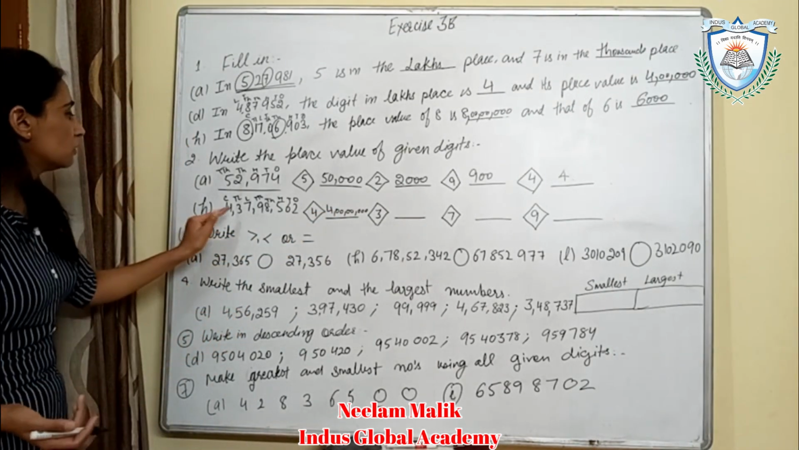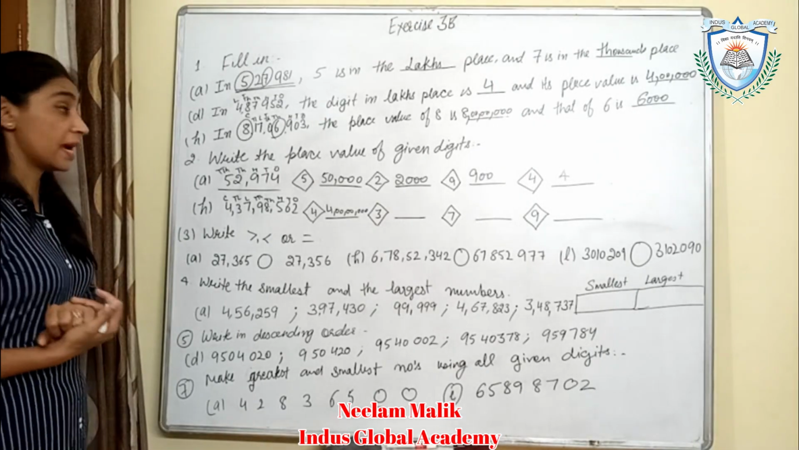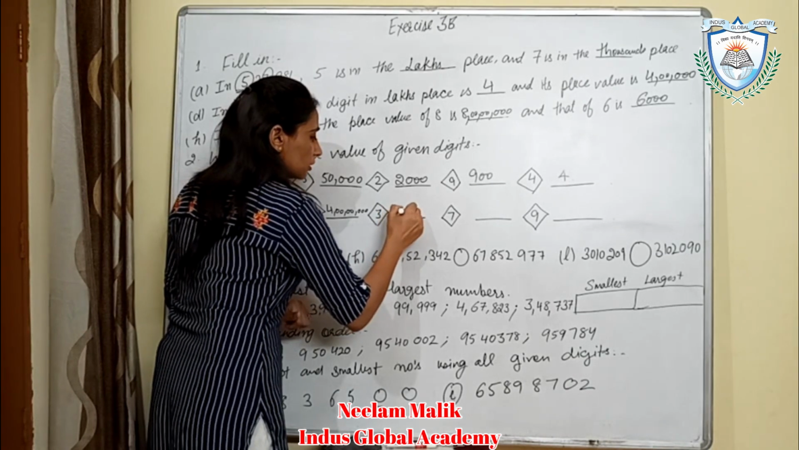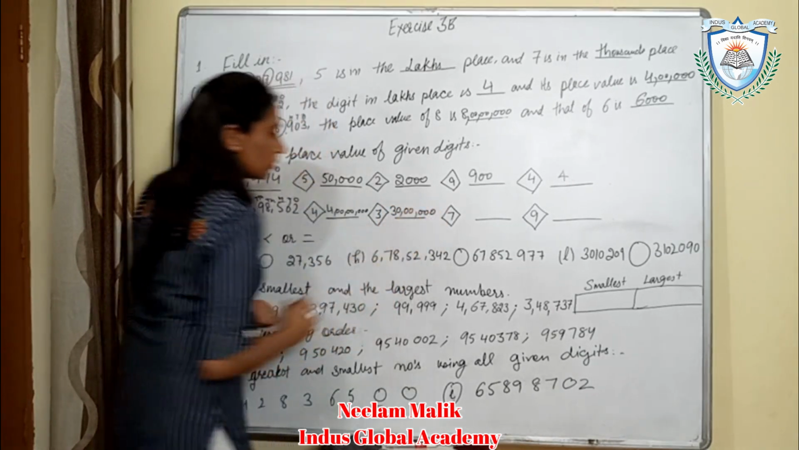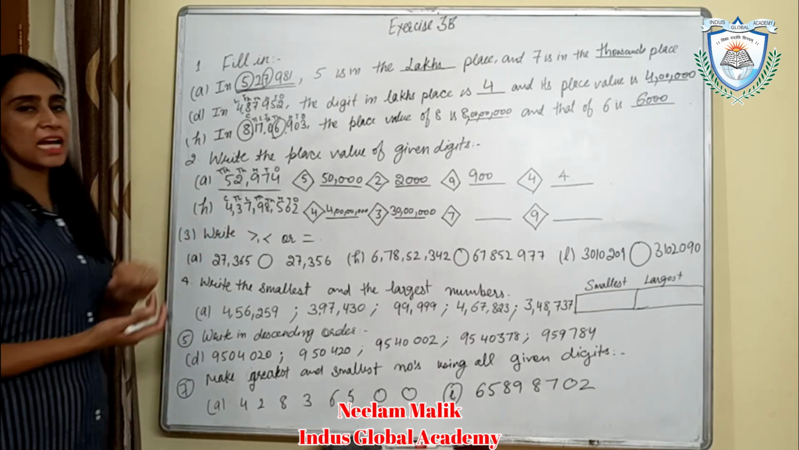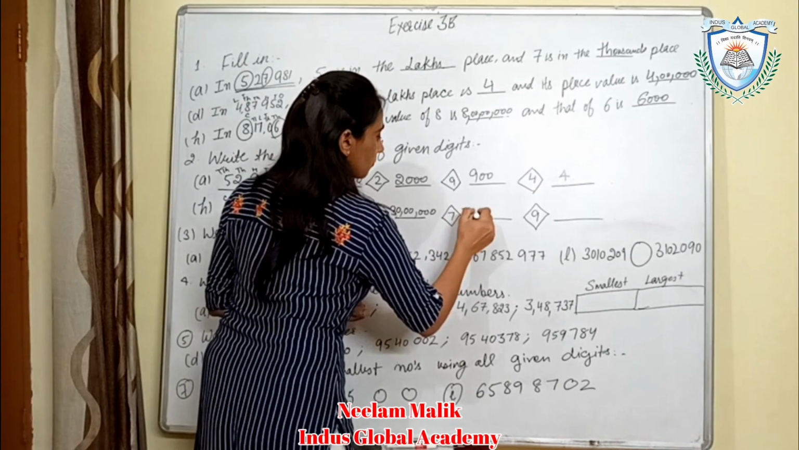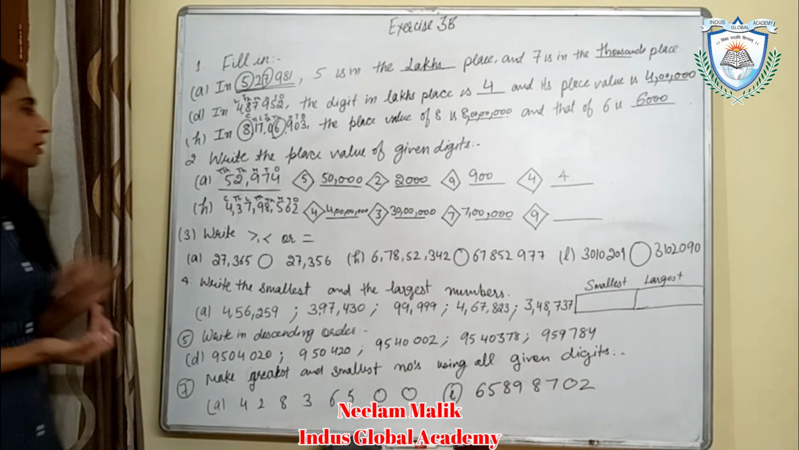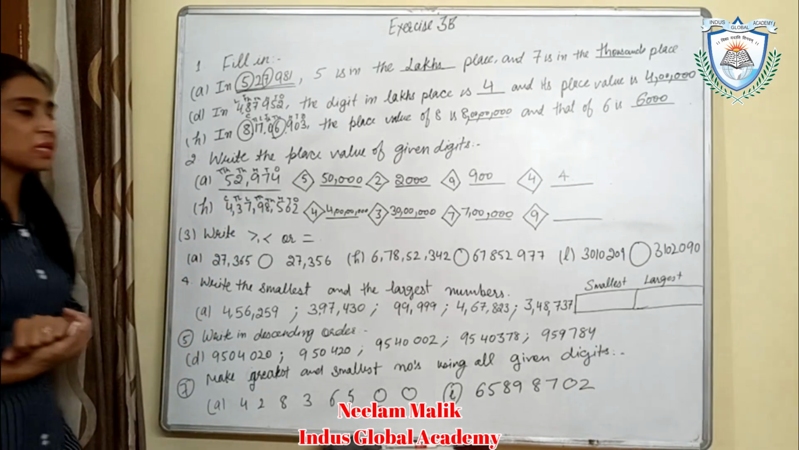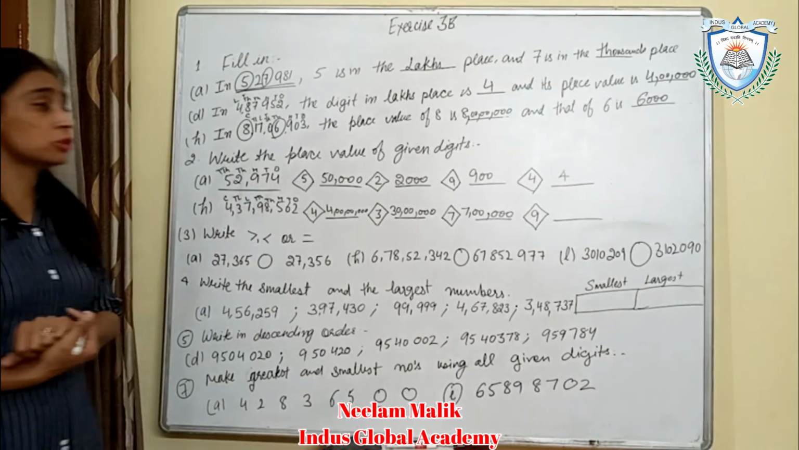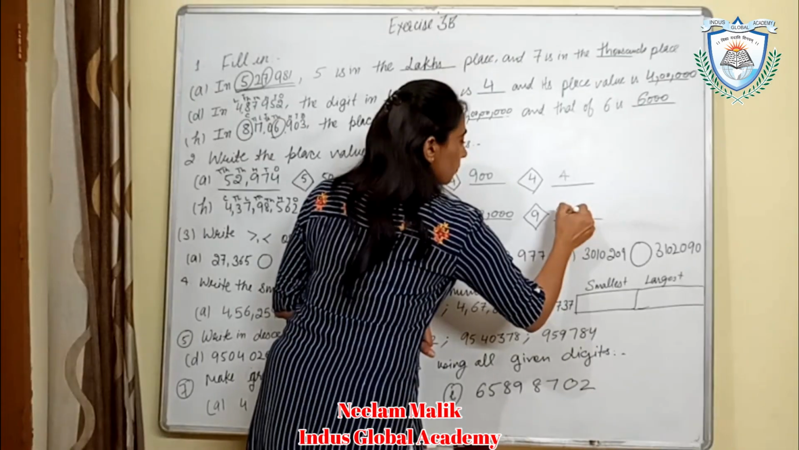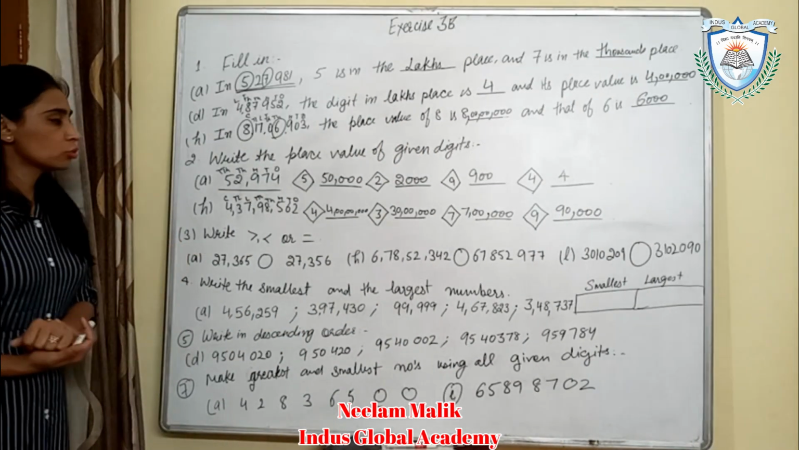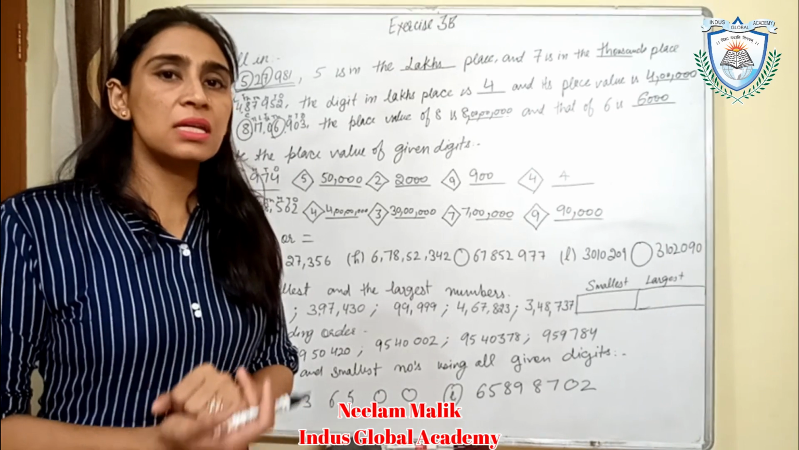Now place value of 3. 3 is at the 10 lakh place. That means 30 lakh. 3 into 10 lakh means 30 lakh. So here will be 30 lakh. Now 7. 7 is at the lakh place. So 7 lakh. Now next is 9. 9 is at the 10,000 place. 10,000 means 9 multiplied by 10,000, 90,000.